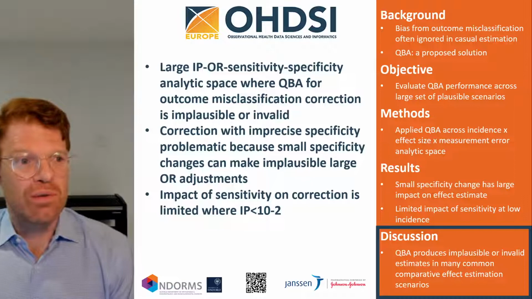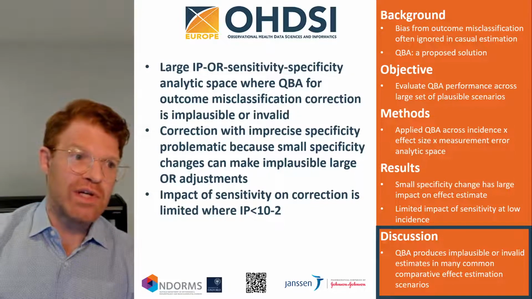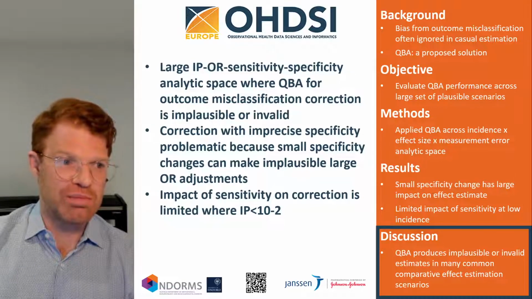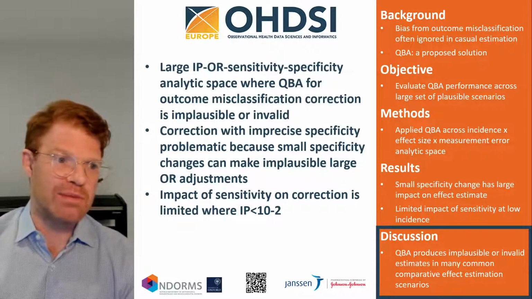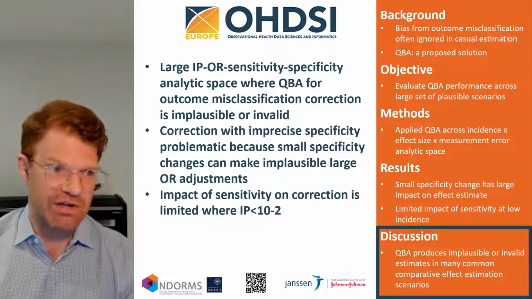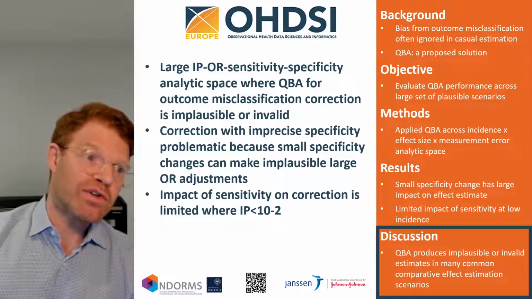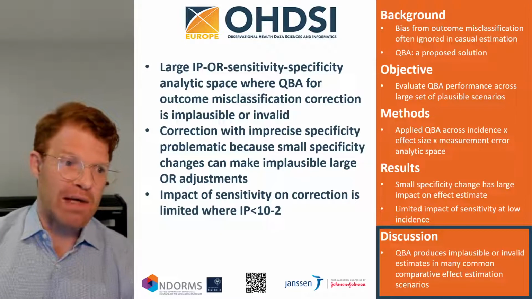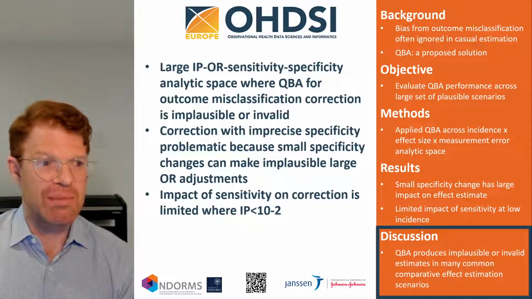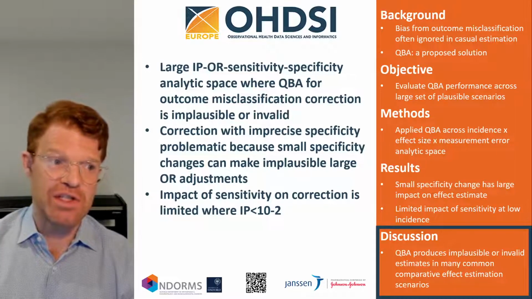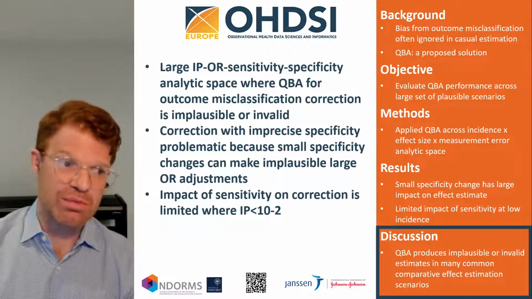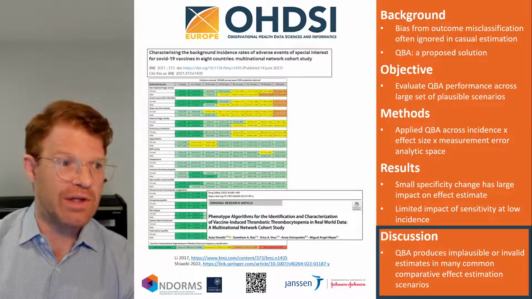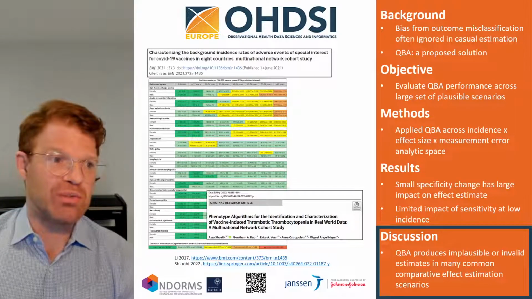To summarize, we identified the analytic space where QBA for outcome misclassification correction is implausible or invalid, and much of this space corresponds to common pharmacoepidemiology comparative effect estimation scenarios. Correction with imprecise specificity is problematic because small specificity changes can make implausibly large effect estimate adjustments, and the impact of sensitivity on correction is limited to where the incidence proportion is less than 1 in 100. The implications for these findings are pretty widespread.